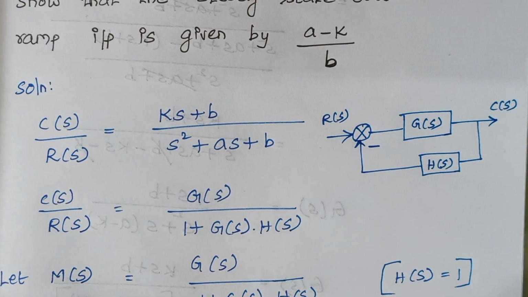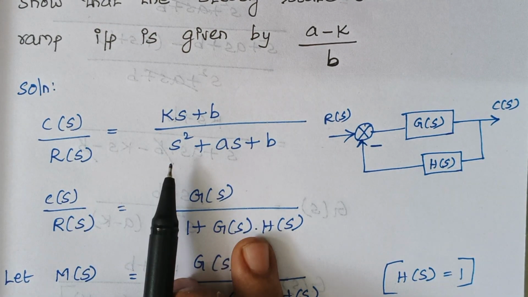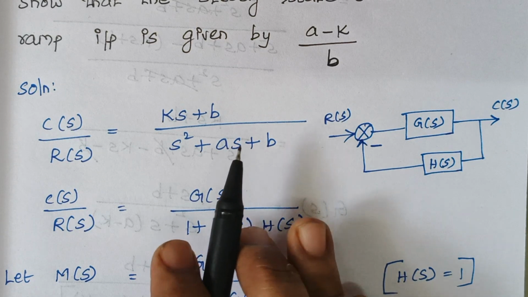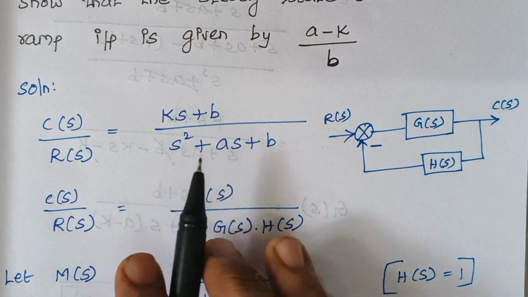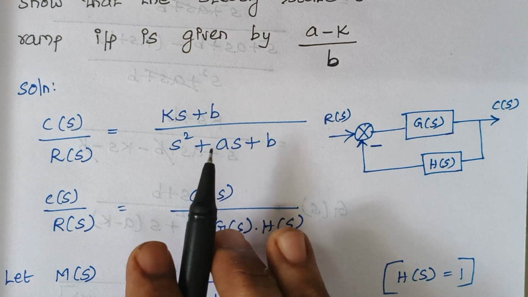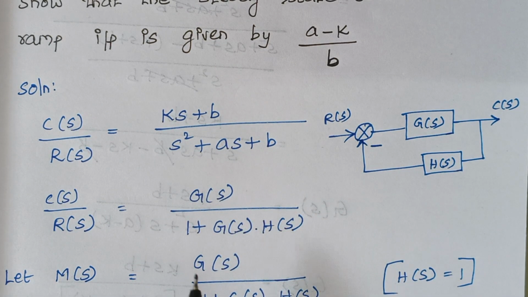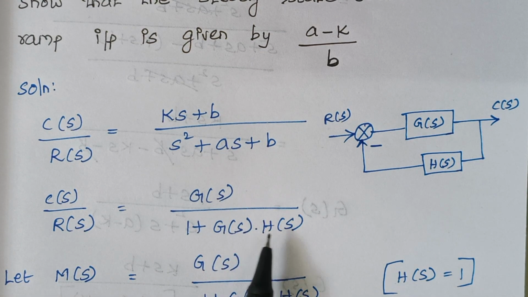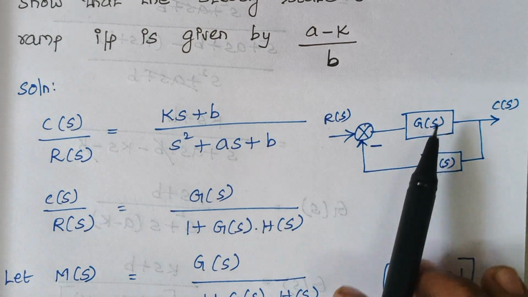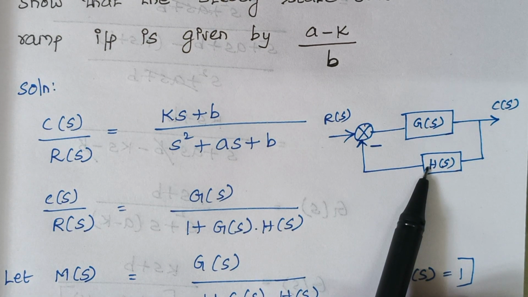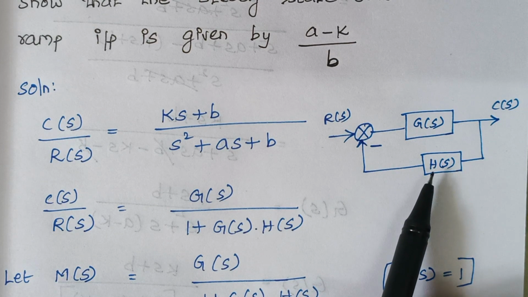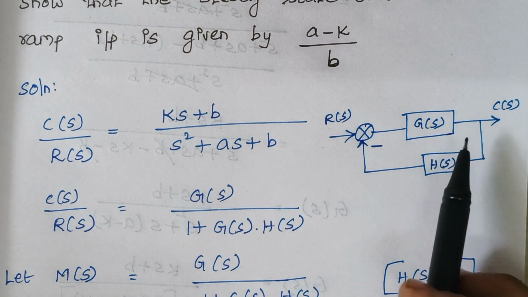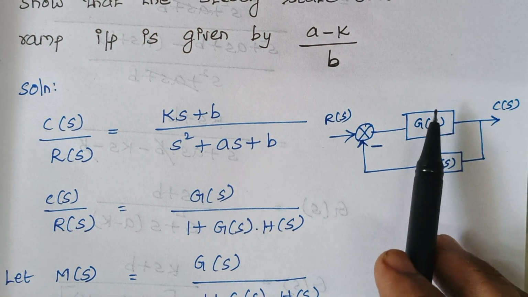So this is our given problem. C(s) by R(s) is equal to (Ks plus P) by (s square plus As plus B). In the problem they have clearly mentioned this is a closed loop transfer function. So what is the general representation of a closed loop transfer function? This is given by G(s) divided by 1 plus G(s) into H(s). This is the basic block diagram of a closed loop transfer function. Just in order to have a clear idea, I have drawn it here. The next thing, we have to find this open loop transfer function, that is G(s).